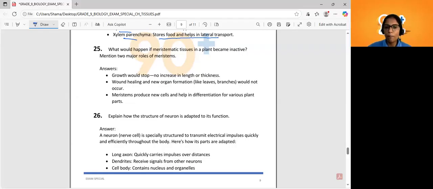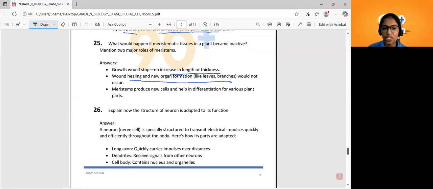So growth would stop and no increase in length or thickness will take place when the meristematic tissue in plants becomes inactive. Wound healing and new organ formation, like leaves and branches, will not occur, and meristems produce new cells and help in differentiation for various plant parts. Okay, that is the function of meristem. They are actively dividing cells. So if they became inactive, the growth would stop. There will be no increase in length or thickness.